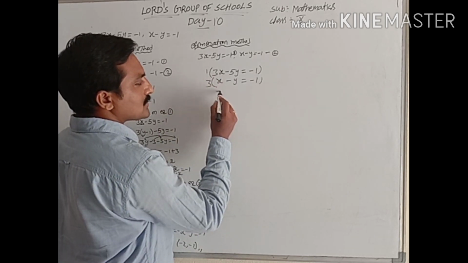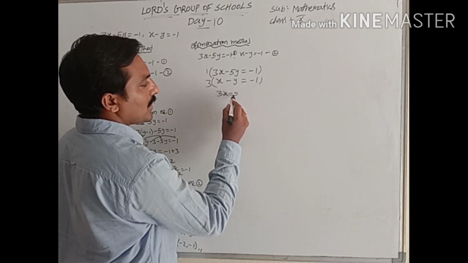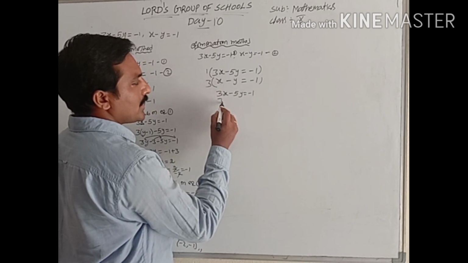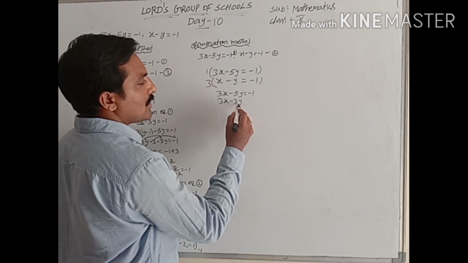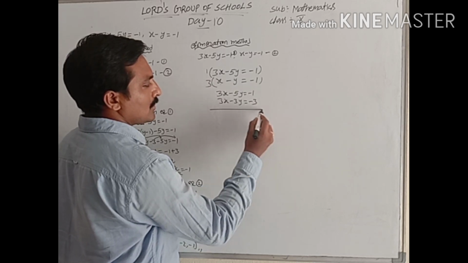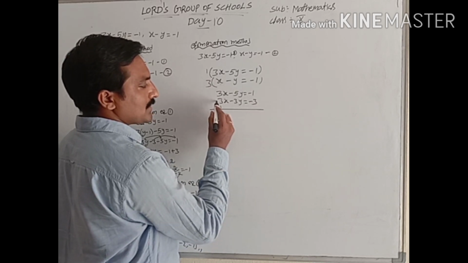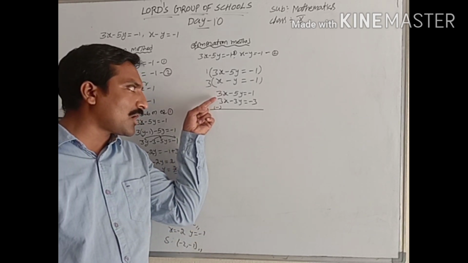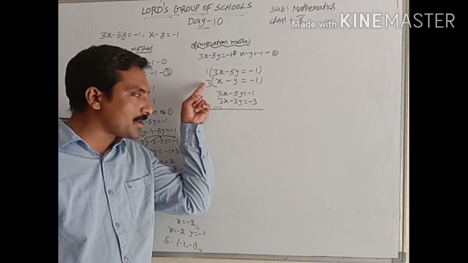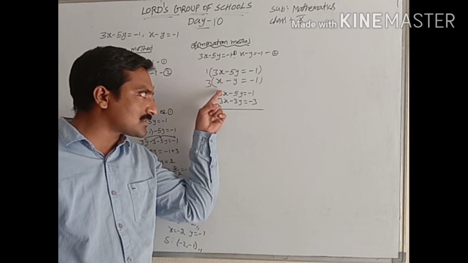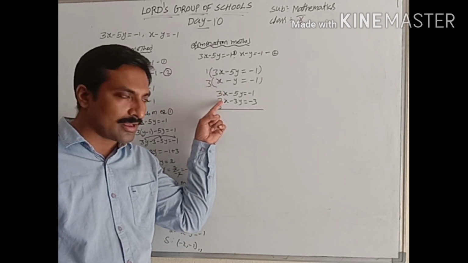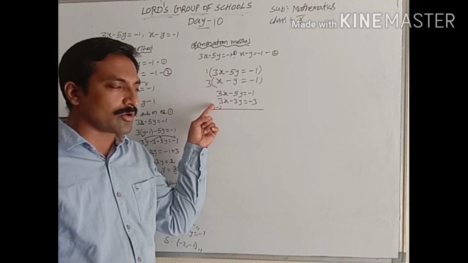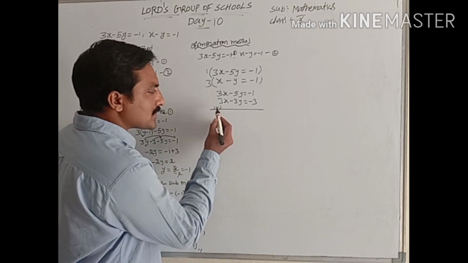1 into 3x minus 5y is equal to minus 1. 3 into x, 3x minus 3y is equal to minus 3. Change the symbols. Why do you change the symbol? After multiplication, these two x terms are the same terms with the same symbol, so the term cancellation is not possible. That is why I have to change the symbol.